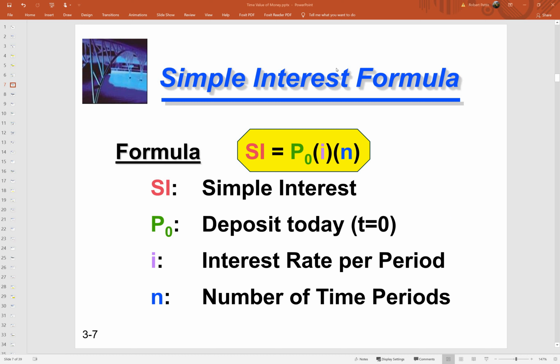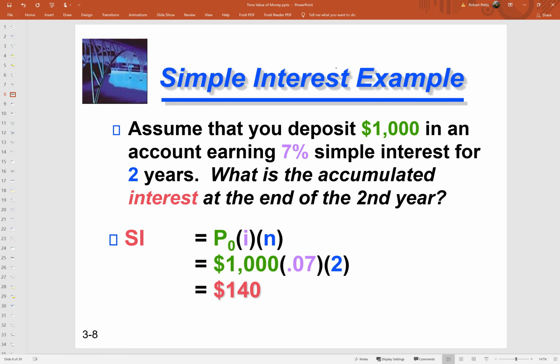And here we're just given this formula that is basically saying that our interest for simple interest is just the principal amount, the amount that we're depositing today. That's what that zero means, we're in time zero, times the interest rate times the number of periods. So that's what our simple interest is. Let's take a look at an example of that.